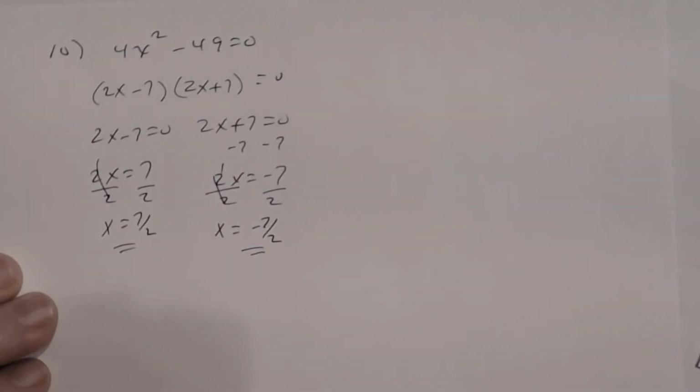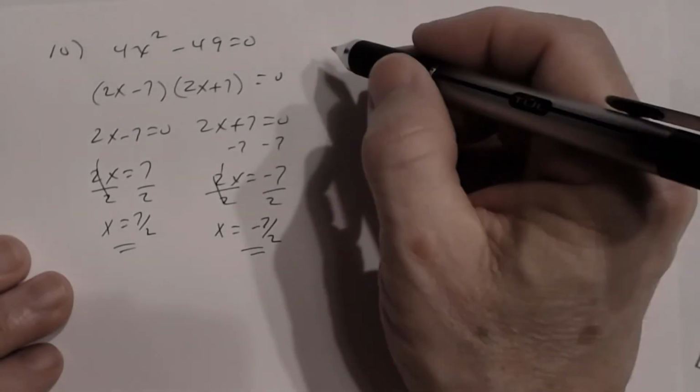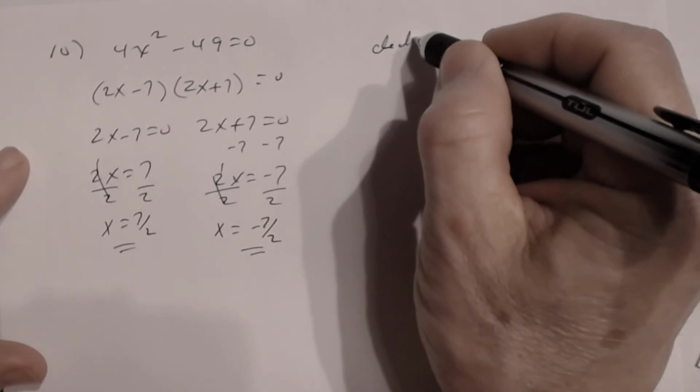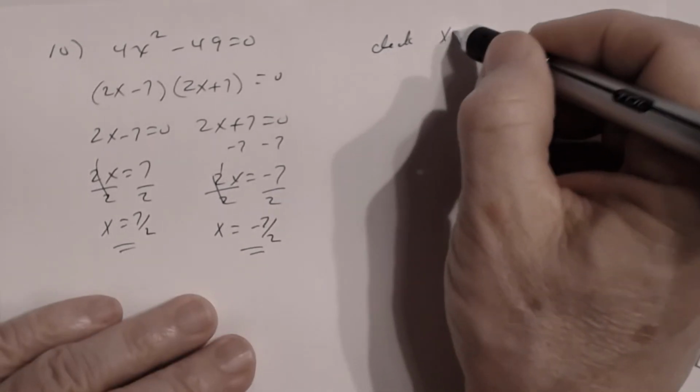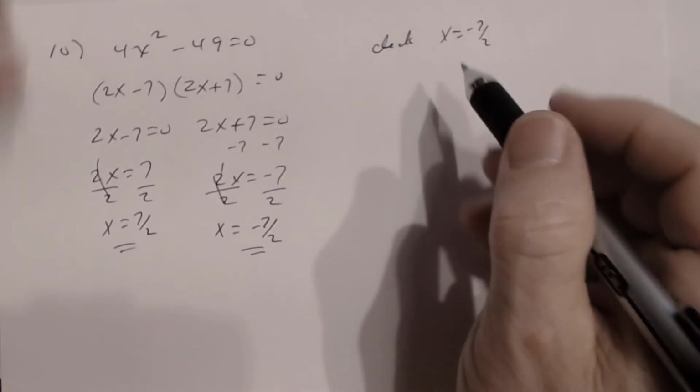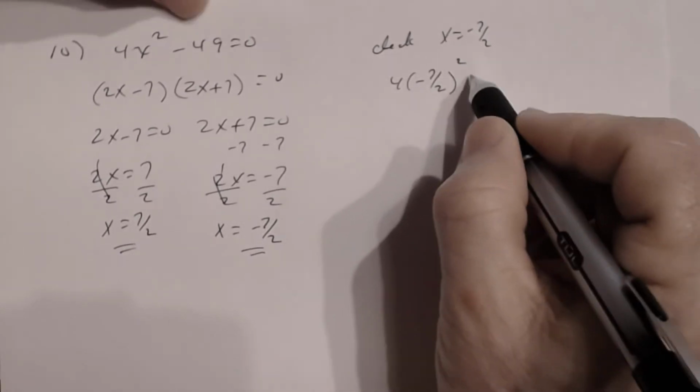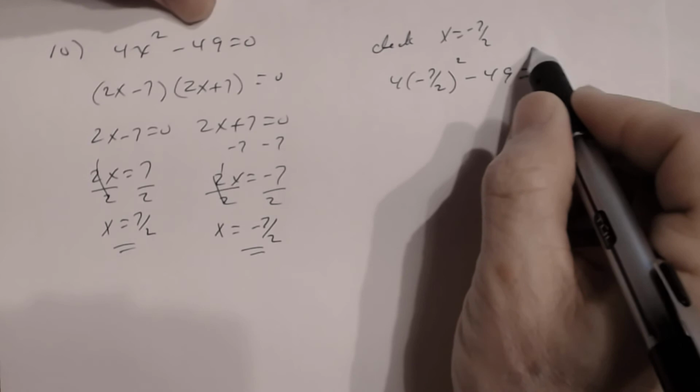All right? And you can check, and now here's how to check it. You have access to a calculator, so let's just check one of them. Let's check negative 7/2. So again, you go back to the original. So I have 4 times negative 7 halves squared minus 49, and I want to see if that's equal to 0.